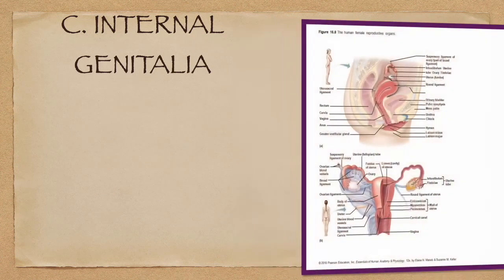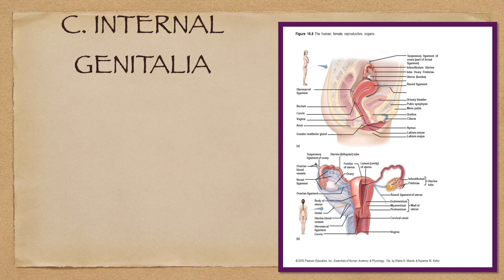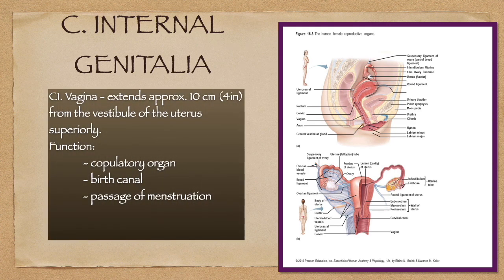These are the internal female organs, which include the vagina, the uterus, and the uterine tubes or the fallopian tubes. We have the ovaries and the structures that suspend these organs in the pelvic cavity. Let's start with the vagina. The vagina extends for approximately 10 centimeters or 4 inches from the vestibule to the uterus superiorly. It also serves as a copulatory organ, a birth canal, and permits the flow of menstruation to pass.